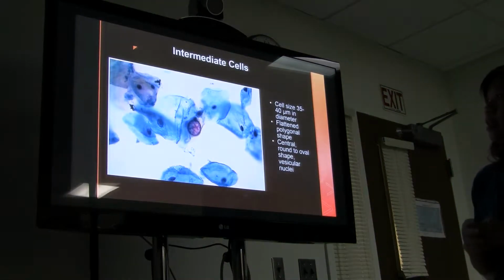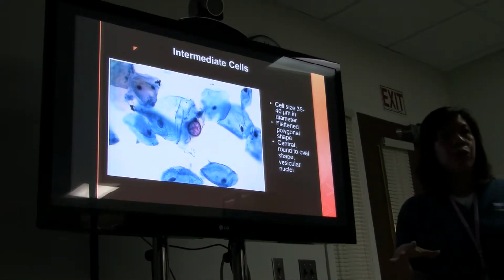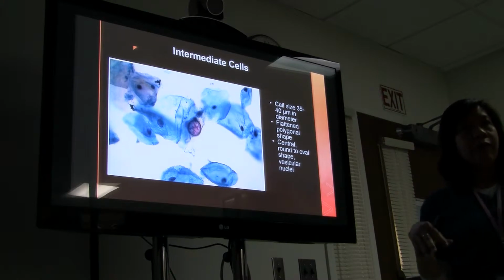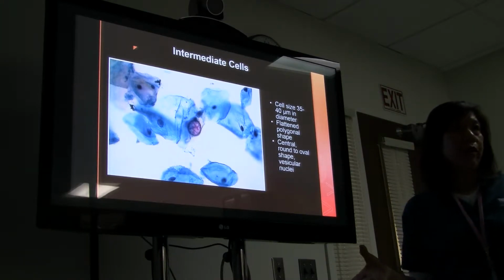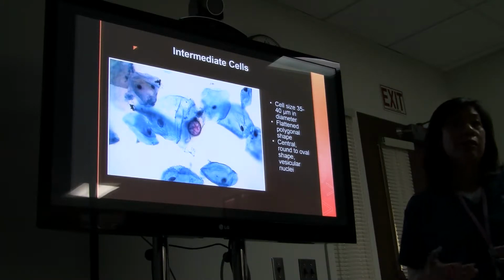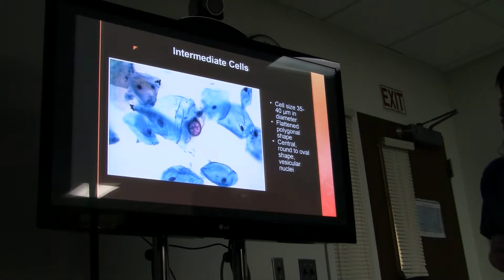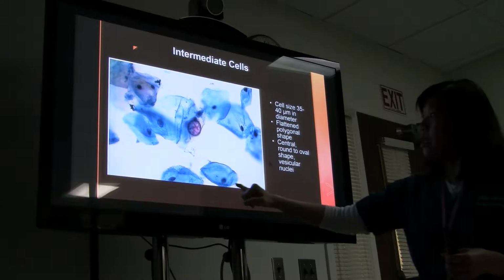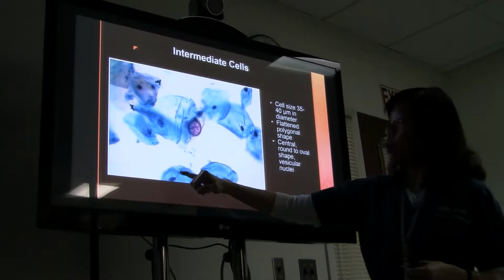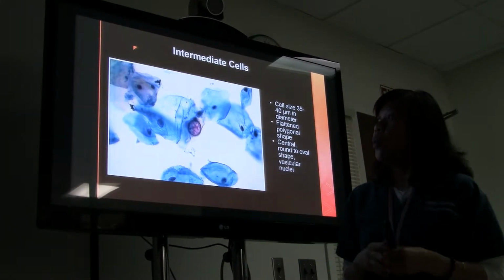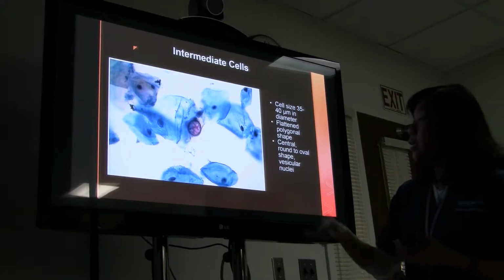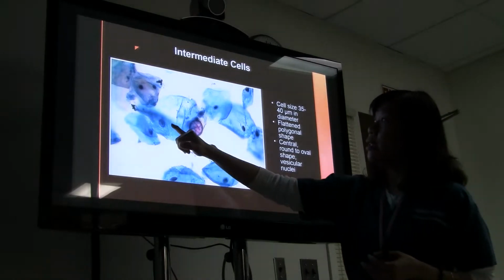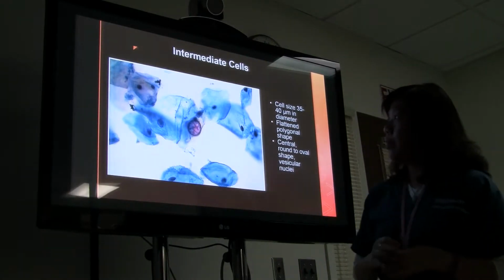Okay. As the cells become more and more mature, they have a well-developed cell border. So the cells spread out more. They become more single, independent, so to speak, when they're being sampled. So here I could really count the cells: 1, 2, 3, 4, 5, 6. Whereas in the lower level, parabasal and basal cells, it's kind of difficult to do that. Okay, so it has a central nucleus, small and round.